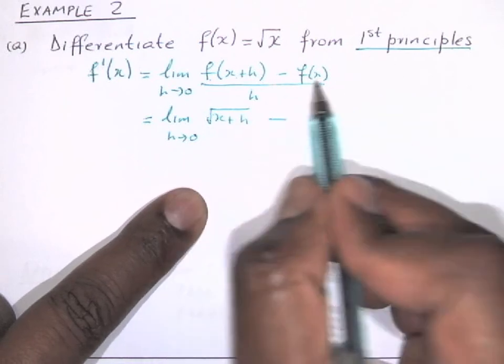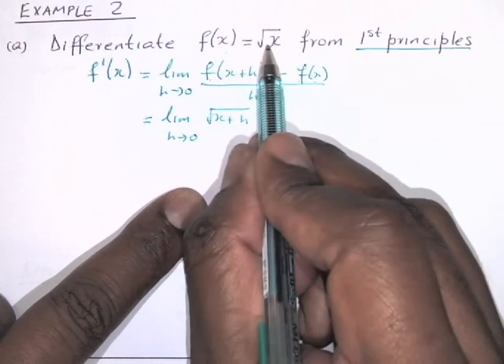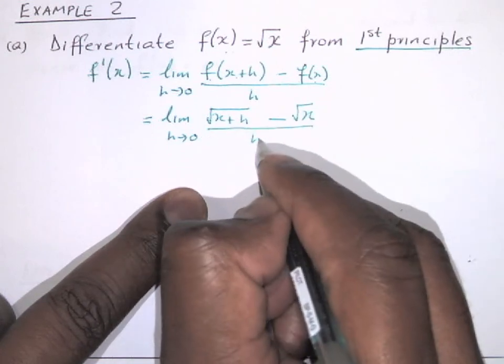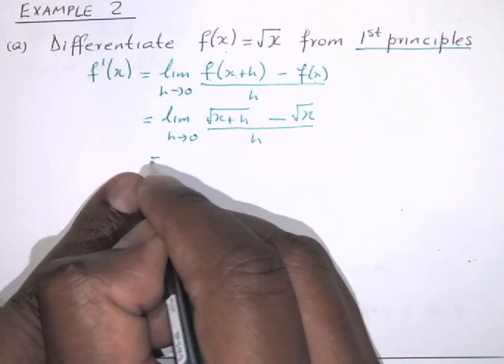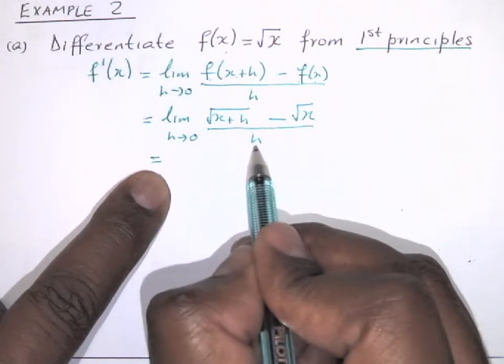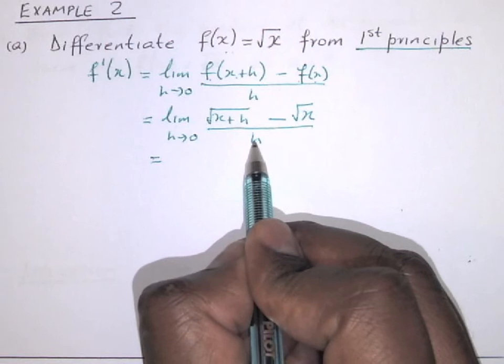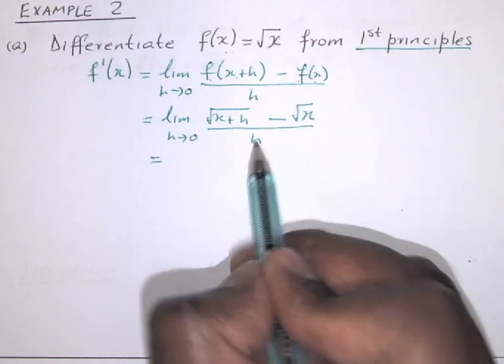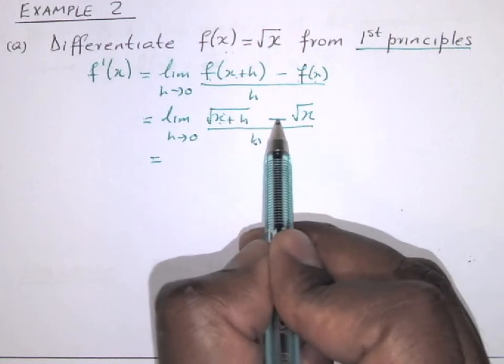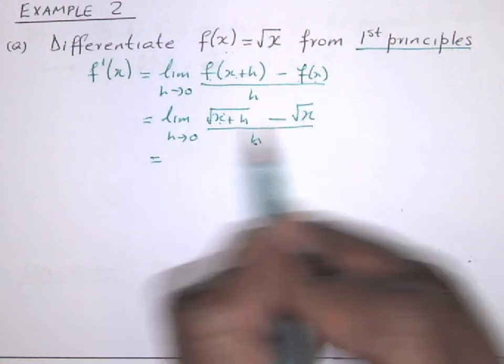Then subtract. What is f of x? f of x is this, so I subtract the square root of x, all over h. Now what must I do? We can see that I can't put h here, because if I put h as 0, I'll have the square root of x minus the square root of x, which is 0 over 0. So I must do something.